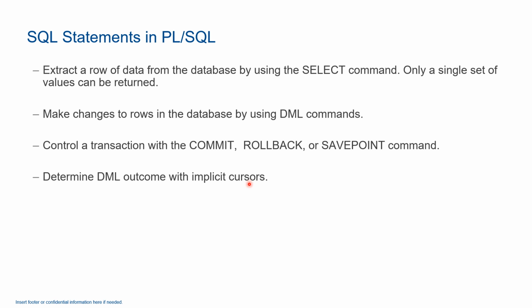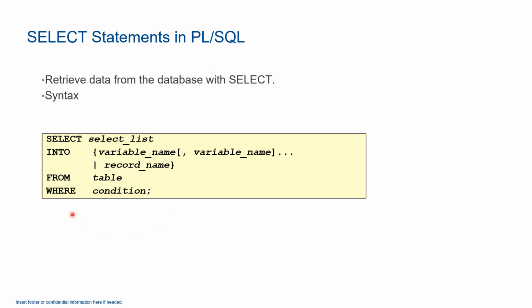We will talk later about cursors, but for now, implicit cursors are automatically created by Oracle whenever an SQL statement is executed. So we will learn about this through an example. You can see a SELECT statement which is fetching a record into a variable from a particular table with a WHERE condition.